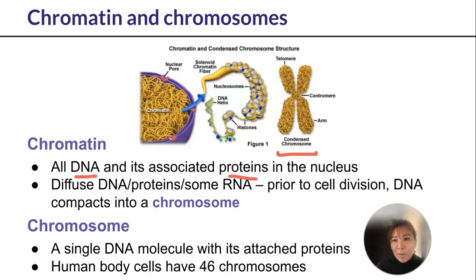So right prior to cell division, the DNA is going to compact into a chromosome. And a chromosome will contain one single DNA molecule. In human cells, we have 46 chromosomes because we get 23 of them from our mom and 23 of them from our dad. So you probably have heard of chromosome 1, 2, X chromosome, Y chromosome. Each one of those is a single DNA molecule, and it's associated with certain types of proteins.